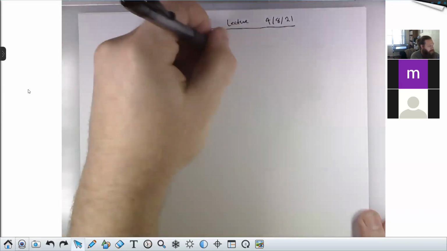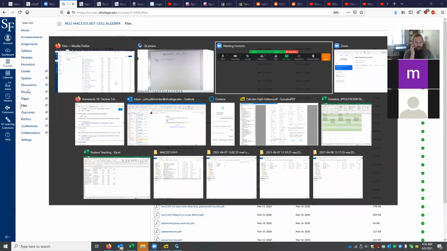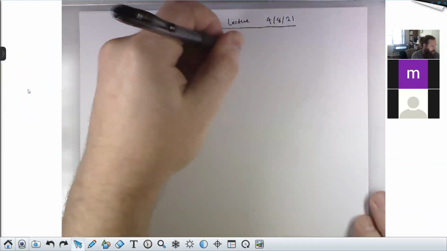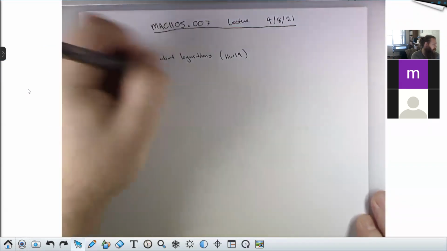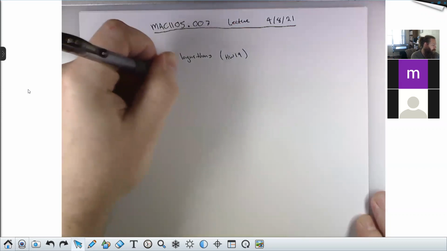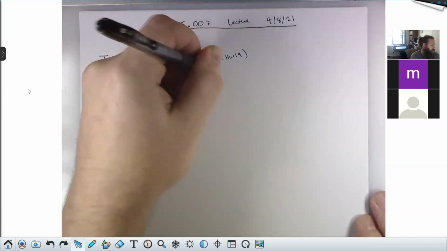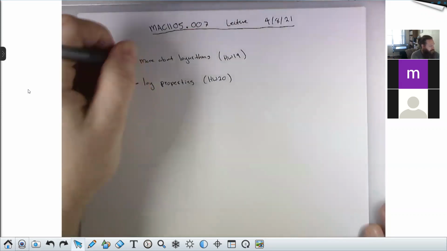I'll look at a few more problems from that earlier homework set, the first homework set on logs, which was homework 19. But then we're going to talk about log properties, which is homework 20. And those are the two homeworks that are due, remember, at the start of class next week.